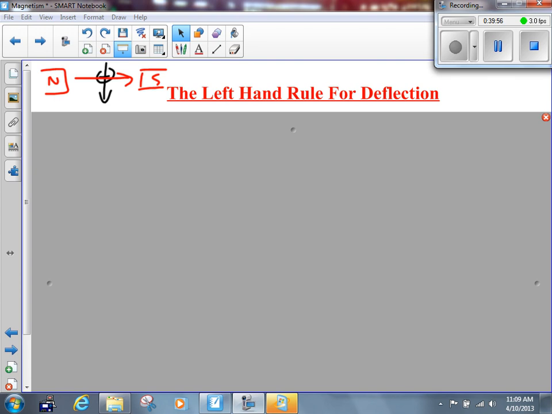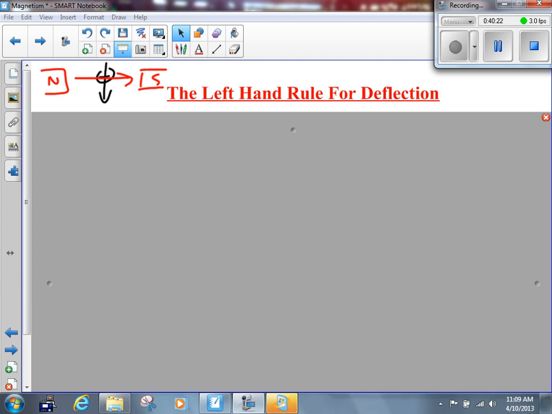So thumb, fingers, the force is going to be the direction that your palm is pointing. So thumb, fingers, my palm is going to point which way? In this case, it's going to be into the page. It's kind of weird. Particle moving downward, magnetic field to the right, the force is into the page. It's weird, but that's the way it works.